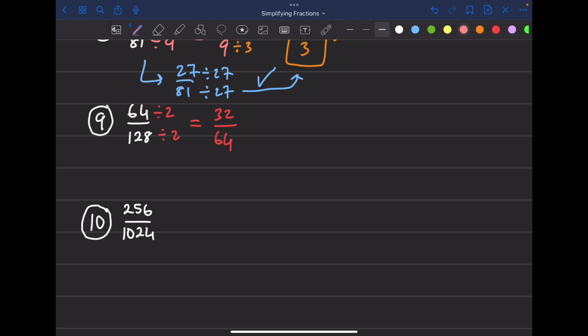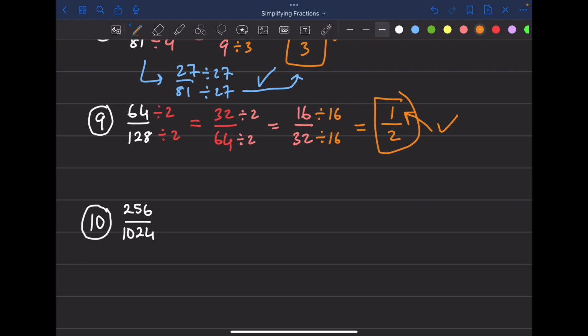Okay, let's divide them by 2 again, because they're even numbers. 32 divided by 2 is 16. 64 divided by 2 is 32. And now, okay, you might notice they are both divisible by 16. So let's do that. Divide by 16, divide by 16, and you will get 1 over 2. And okay, we are done because there is a 1 in the numerator.